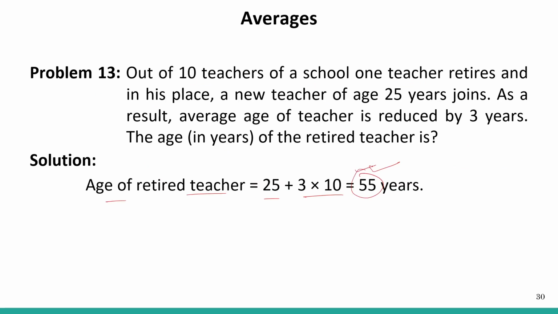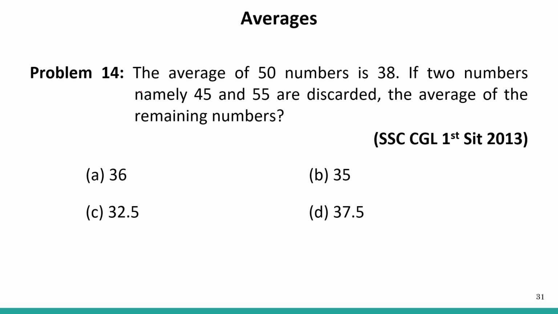So it will be 55 years. So let's see problem number 14. The average of 50 numbers is 38. So if two numbers, namely 45 and 55, are discarded, the average of the remaining numbers will be what?